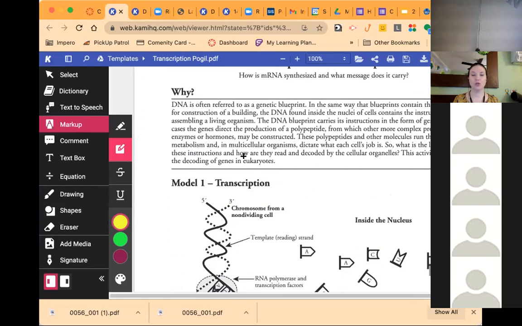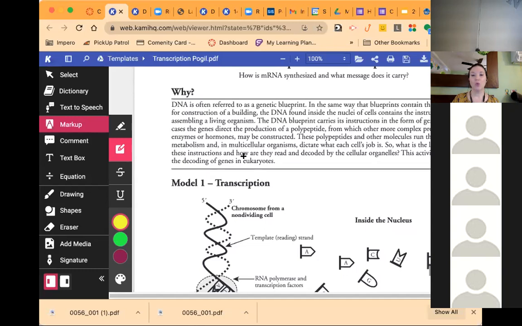All right, again, story time. In the same way that blueprints contain instructions for conducting the construction of a building, the DNA found inside the nuclei of cells contains the instructions for assembling a living organism. The DNA blueprint carries its instructions in the form of genes. In most cases, the genes direct the production of a polypeptide, from which other more complex proteins, such as enzymes or hormones, may be constructed. These polypeptides and other molecules run the organism's metabolism and, in multicellular organisms, dictate what each cell's job is.